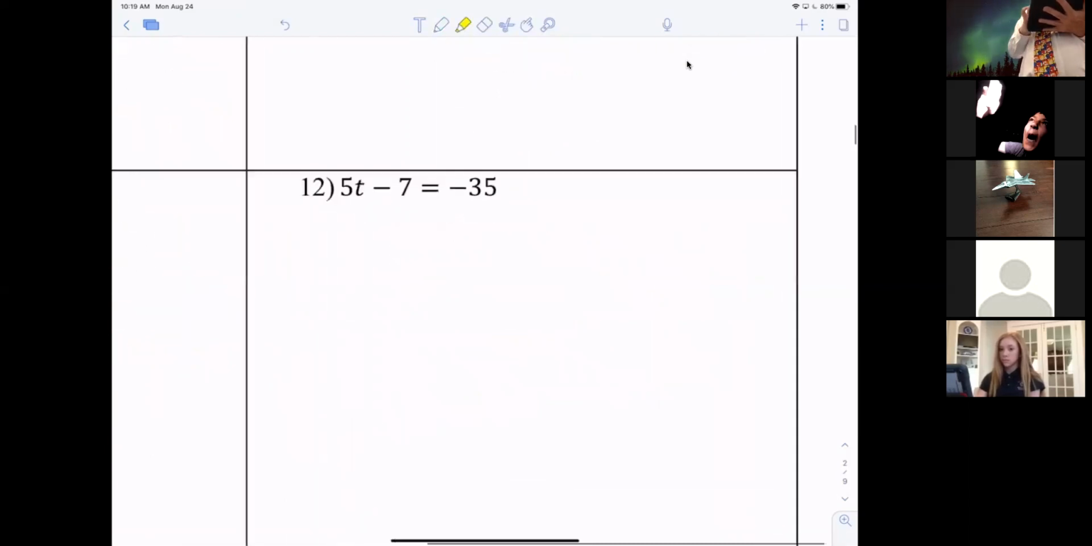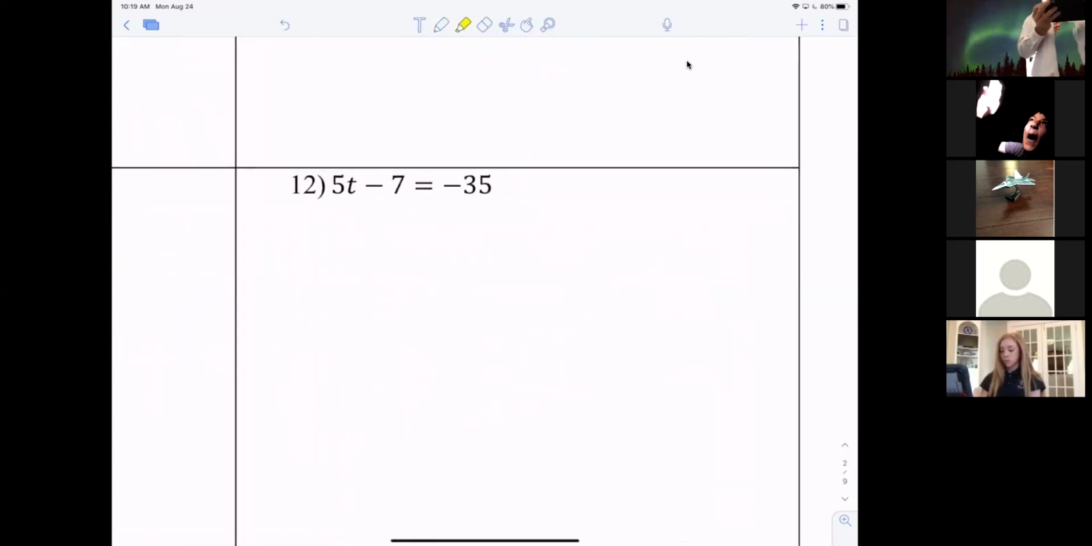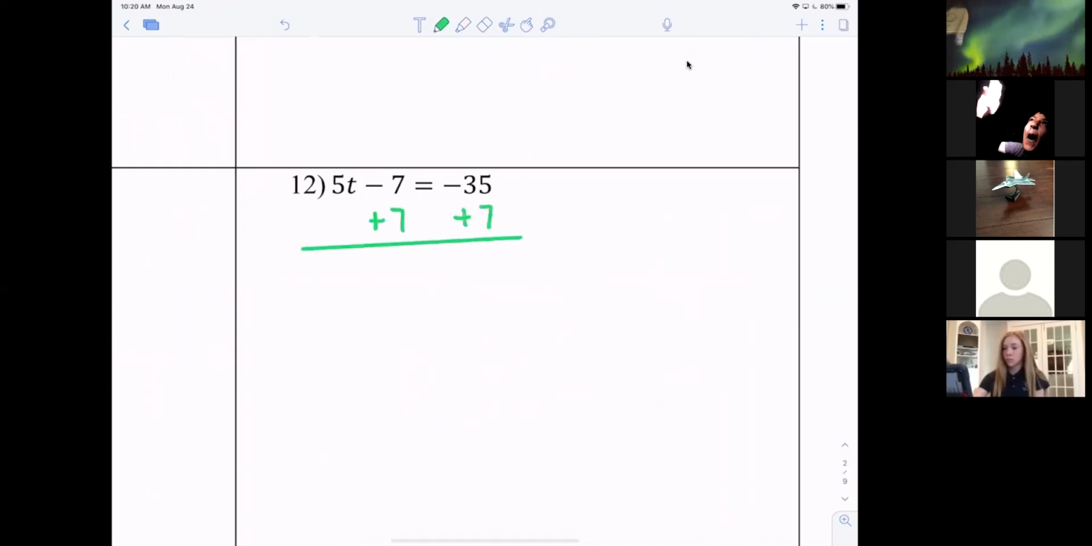Let's take a look now at number 12. Lily, come on, kiddo. What am I going to do on number 12? You are brilliant. Thank you. Add 7. So 5t is equal to what? Take your time. What'd you say? I didn't hear. Negative 28.